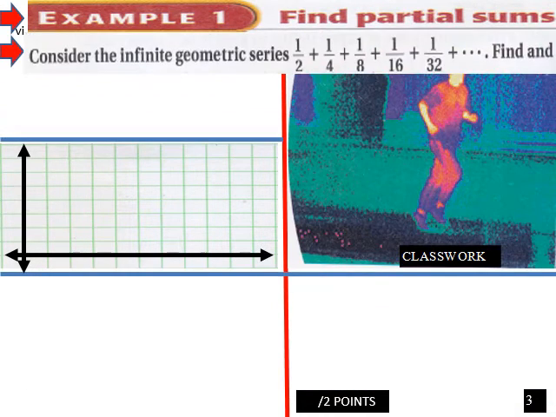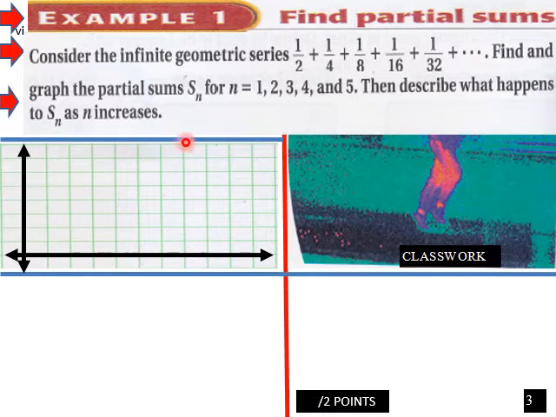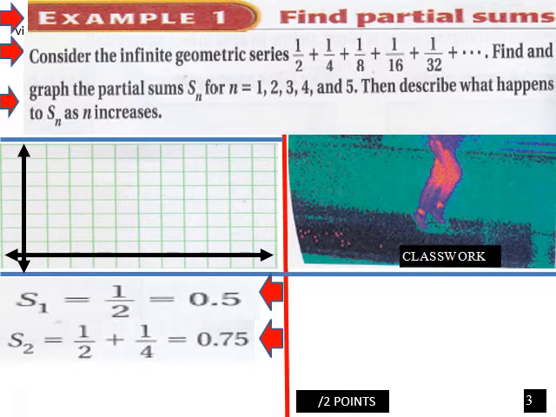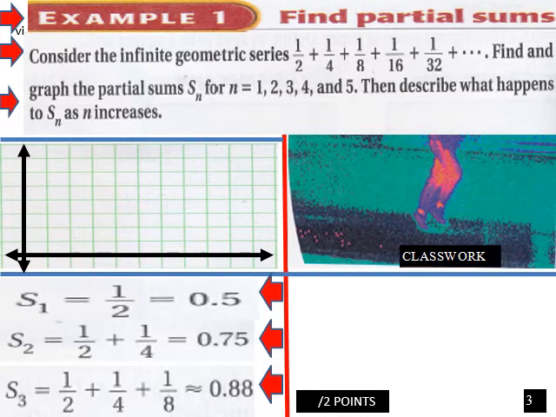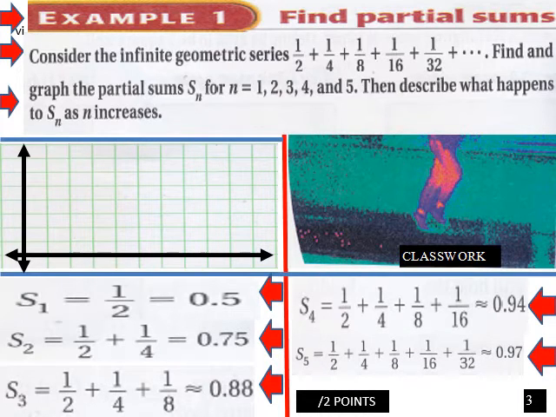So for example, example 1, consider the infinite geometric series here. Find and graph the partial sums Sn for n equals 1, 2, 3, 4, and 5. Then describe what happens to Sn as n increases. So S1 equals 1/2 equals 0.5. S2 equals 1/2 plus 1/4, which equals 0.75. And then S3 is 0.88, S4 is 0.94, and then S5 is 0.97.